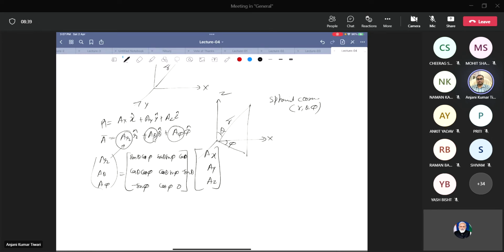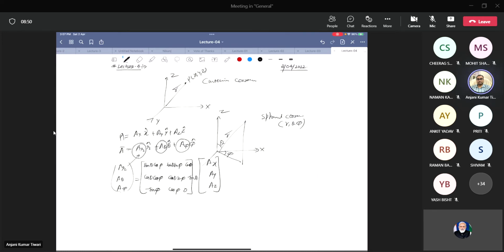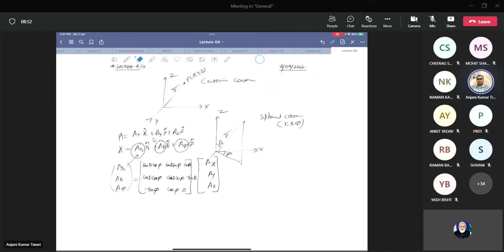So this is what we have done: transformation of a vector, or of a vector field, from Cartesian coordinates to spherical polar coordinates. This is what we have learned till now.